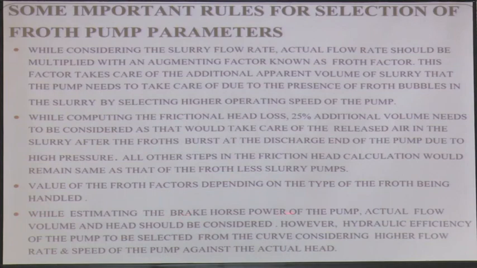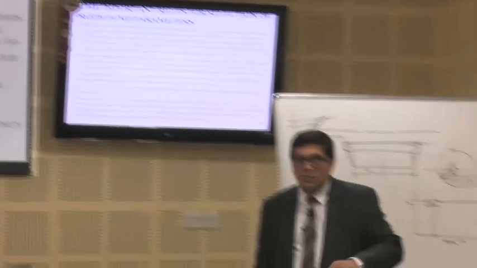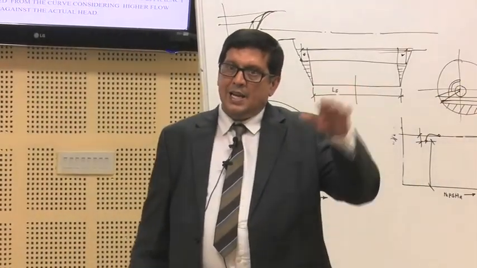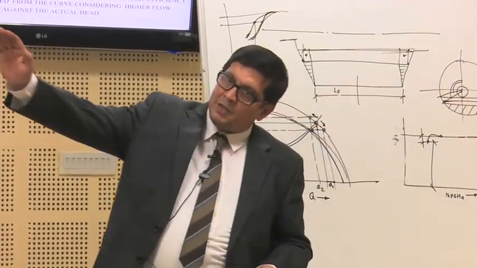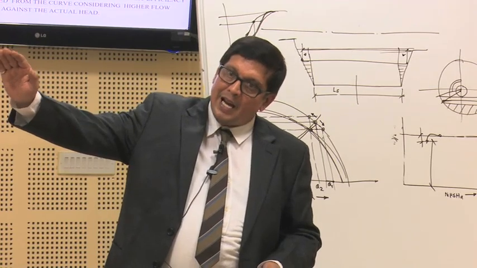While estimating the brake horsepower of the pump, actual flow volume and head should be considered. However, the hydraulic efficiency of the pump is to be selected from the curve, considering the higher flow rate and speed of the pump against the actual head. Is it clear what I am saying? Let us say I have considered a froth factor of 2, that means twice the volume. So, twice the volume into the head will take me to a different speed level of the pump, at a high speed.